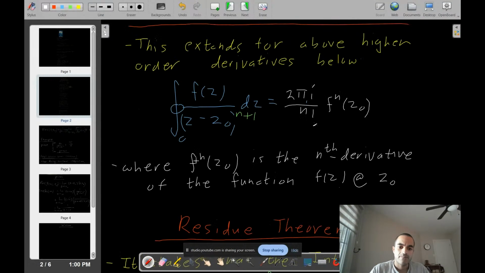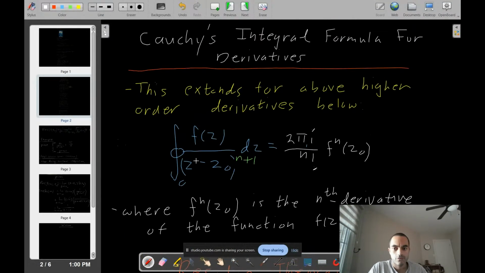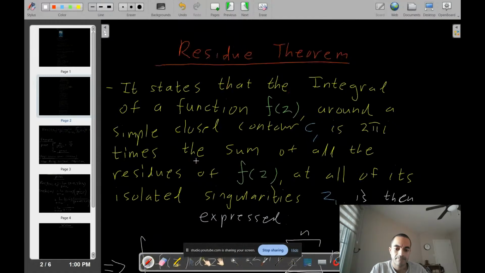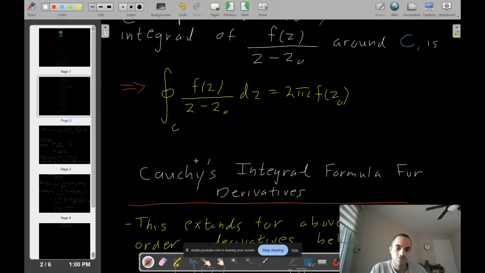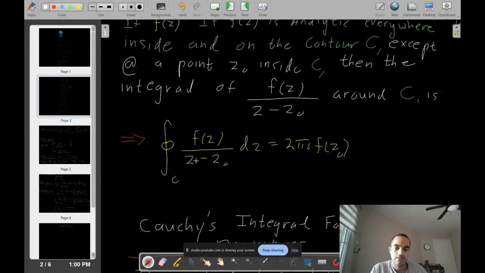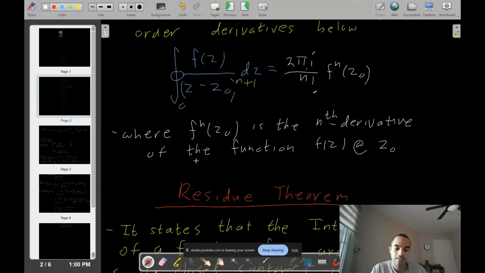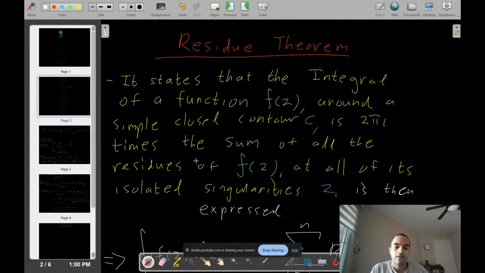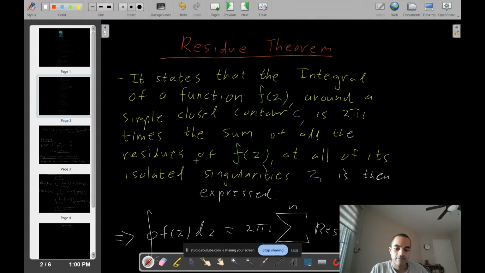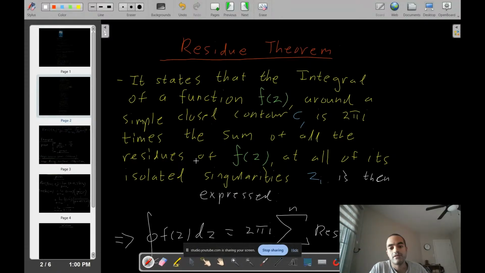All right, so I talked about Cauchy's integral formula and Cauchy's integral formula for derivatives, the special case. Now we're going to look at something very important. This is probably the most important theorem that you're going to use when it comes to evaluating contour integration. And it states the following.